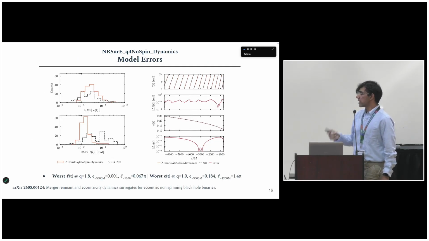And using the same approach as was used for the waveform, and again doing a k-fold cross-validation study and then computing errors and NR errors and then comparing them, one can see that this model is also as accurate as the underlying simulations themselves. And on the right, I have a plot of the worst case evaluation for the eccentricity and the anomaly. And even the worst case evaluation looks faithful to the underlying data.